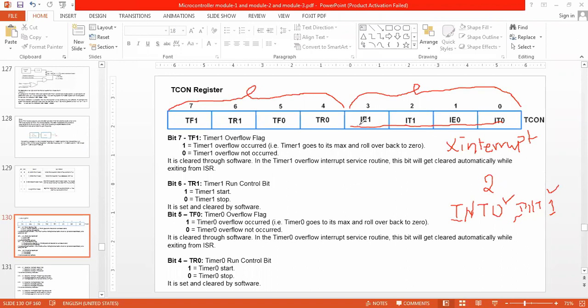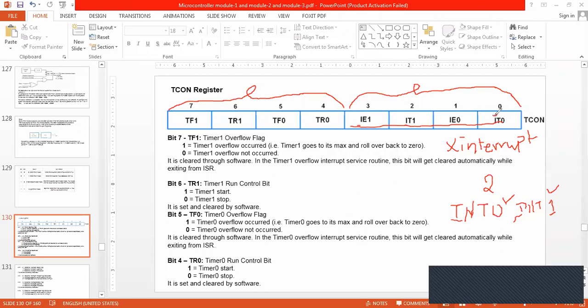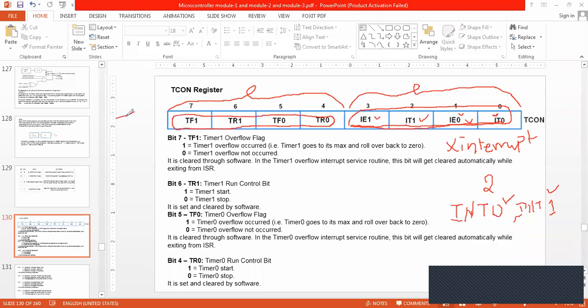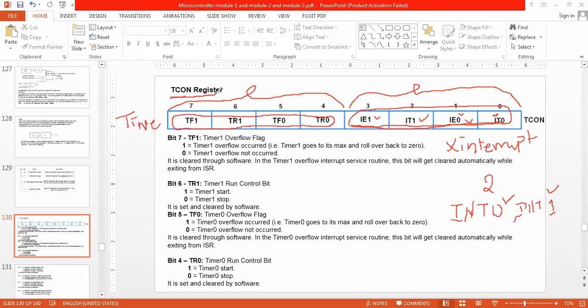So this is external interrupt 0 enabling, and external interrupt 1 enabling. We will see these 4 bits only as an overview, but these 4 bits are the main important ones for us for working upon timers. What is TCON? TCON is the timer control register.